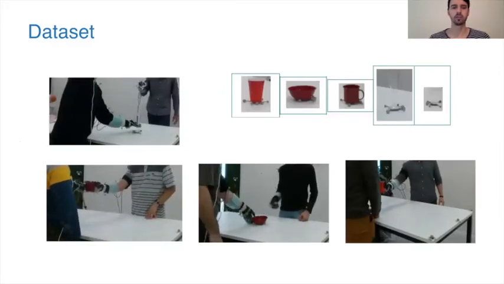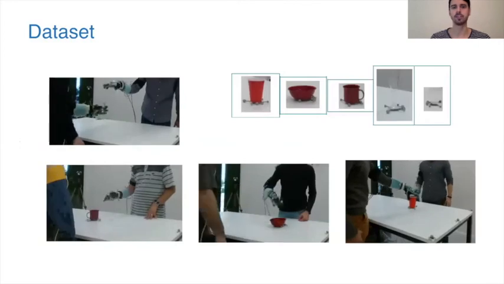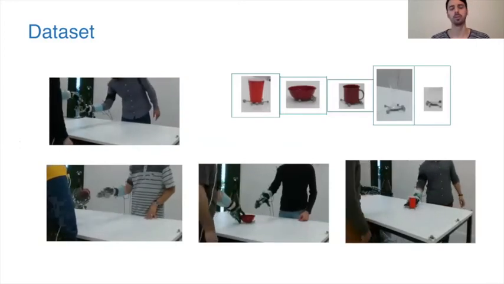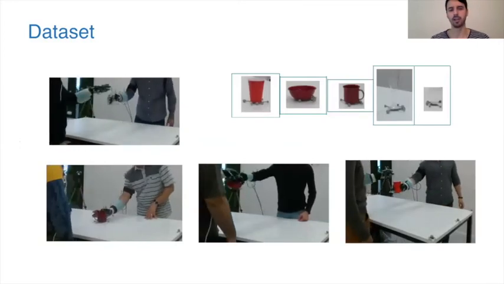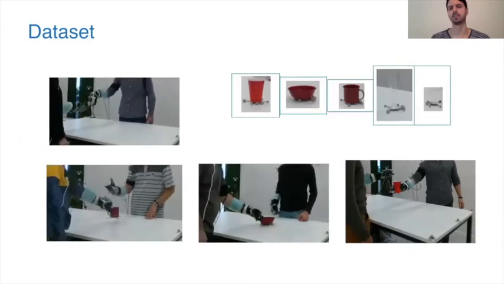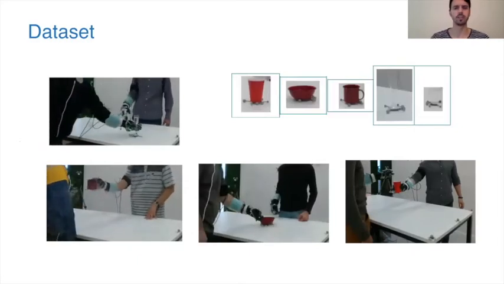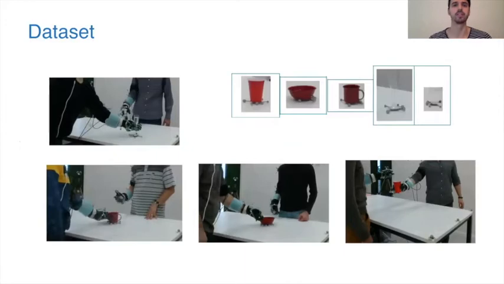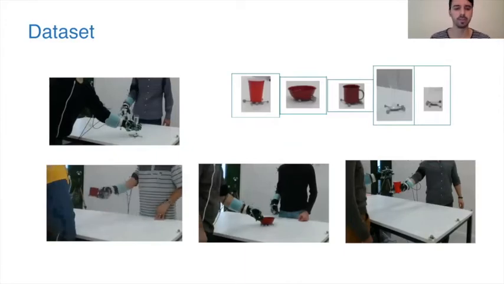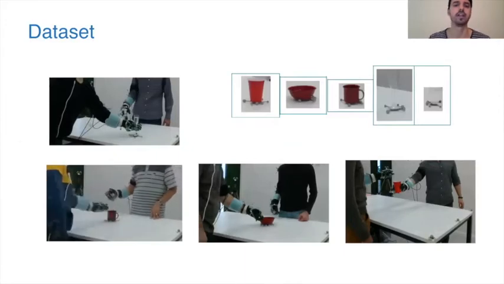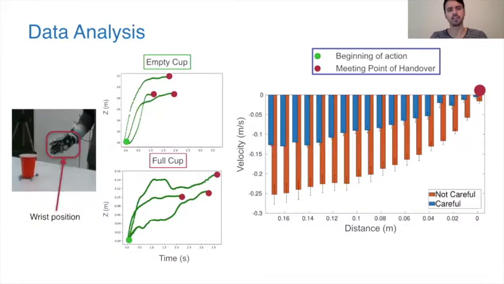In order to analyze this motion in depth, we collected human experiments where different humans are interacting with different objects, and those two conditions are present. The object is full and the object is empty, and there are different types of containers. From the analysis, by looking at the most relevant cue, which is the motion of the human wrist, we can notice that the actions where the cup is full take longer than when the cup is empty.